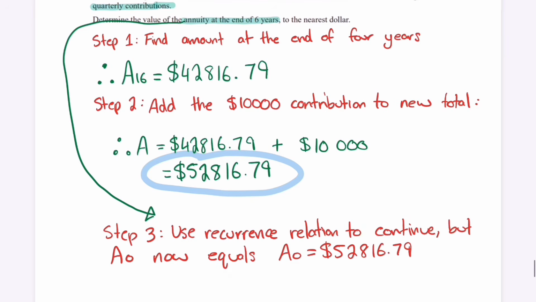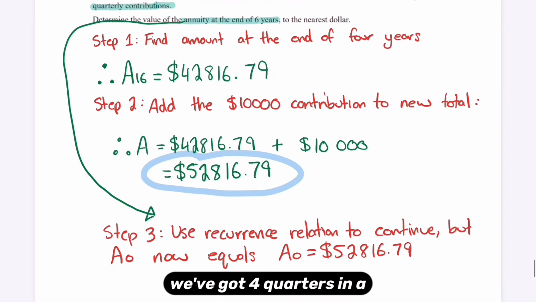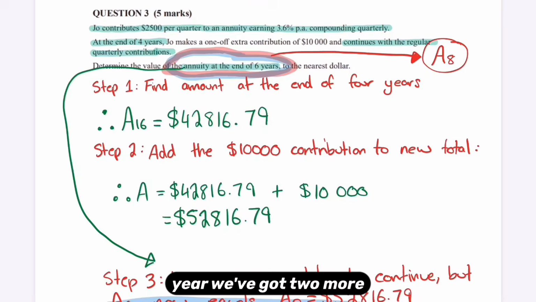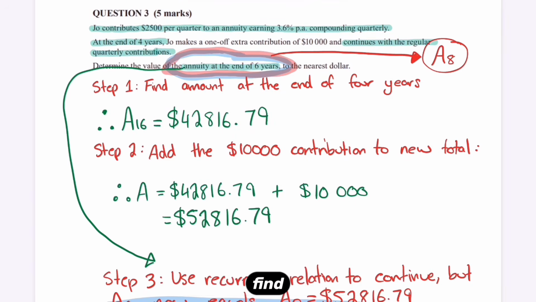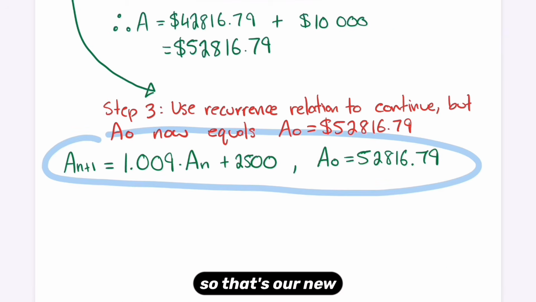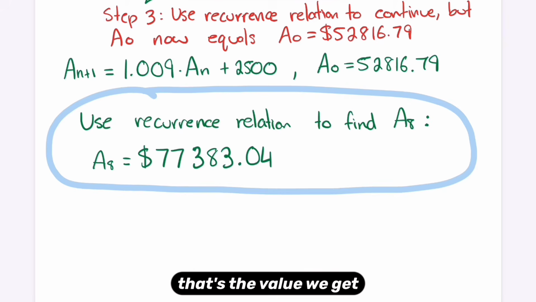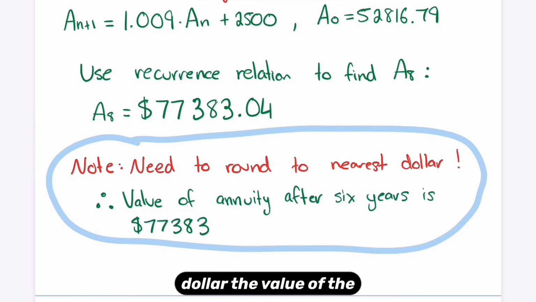Now we need to find the value of the annuity at the end of 6 years. Right now we're at the end of 4 years. So we've got 4 quarters in a year and we've got 2 more years, right? So we need to find A8 essentially from this point. That's our new recurrence relation. Nothing's really changed except for A0. And then we're going to find A8. Once we use our recurrence relation to find A8, that's the value we get. And because we had to round off to the nearest dollar, the value of the annuity would be 77383.